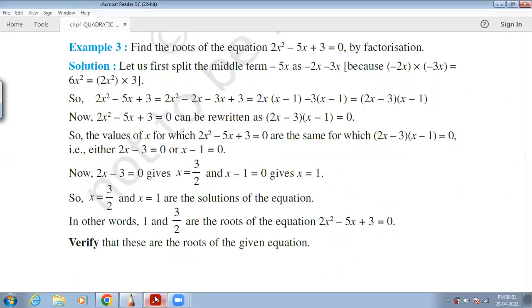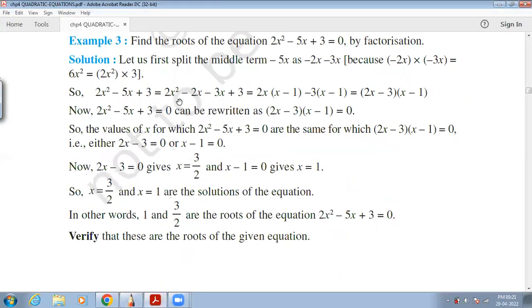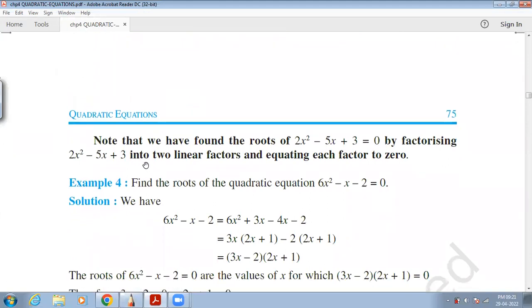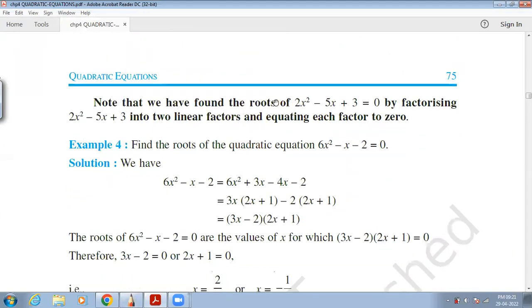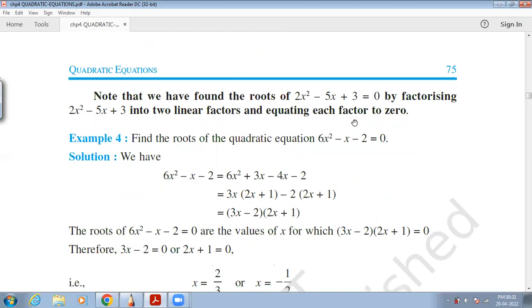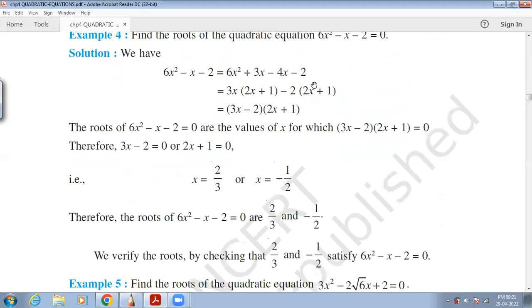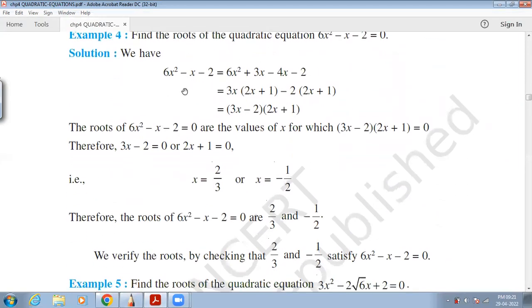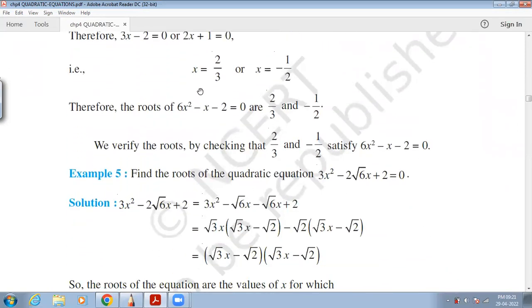So this is how you do the middle term split. Fine. Now let's keep moving. So you see, note that we have found the roots by factorizing 2x square minus 5x plus 3 into two linear factors. Fine. So these two linear factors, we each equate to 0, and then we find the answer. The same way we are doing for the others too. All right. So you just practice a bit more, and then you'll get to the answer.